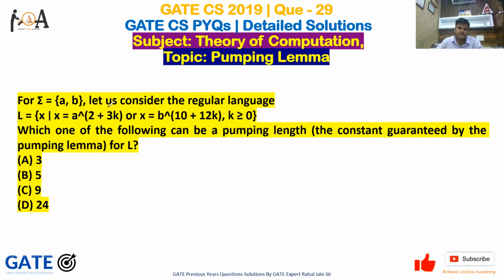And the question here is a very important question from the pumping lemma topic of theory of computation. And here you are going to get a very important concept of pumping length. So let's start the question.